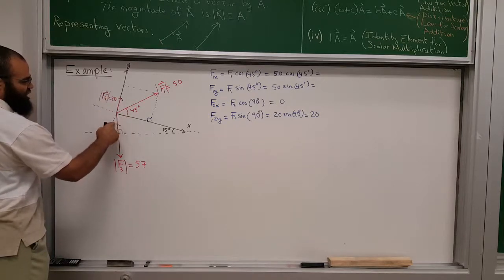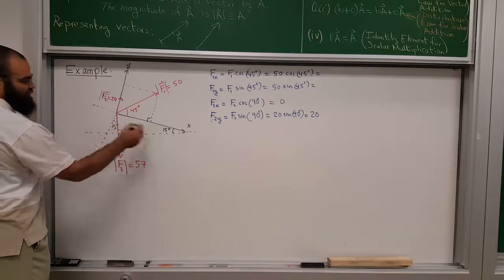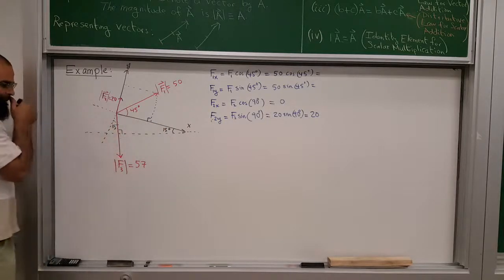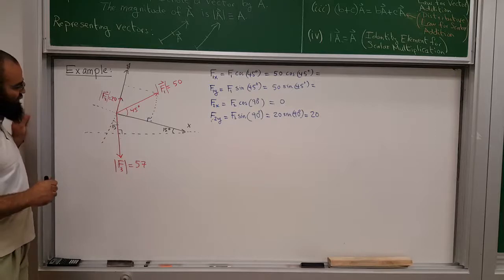So if this is 75, what should this one be? It should be 15. So this is 15, this is 15. If this is 20, this will be 20. So what angle does it make with the x-axis?